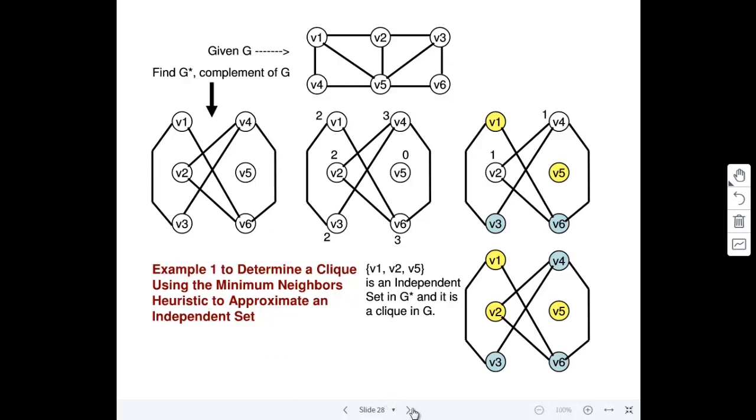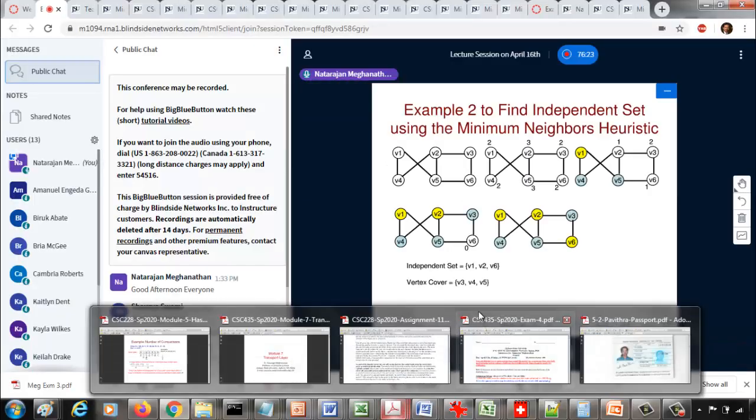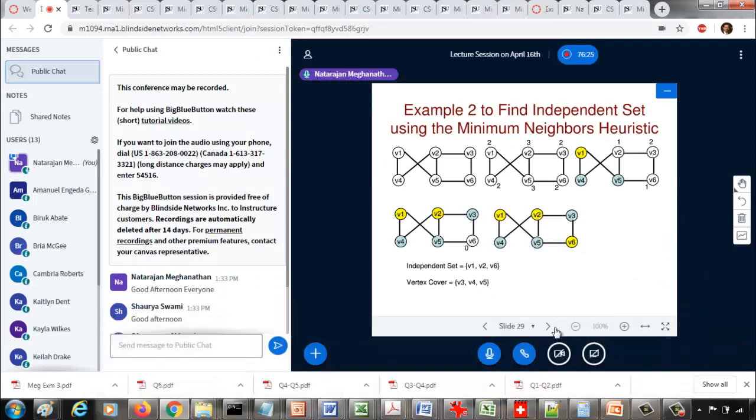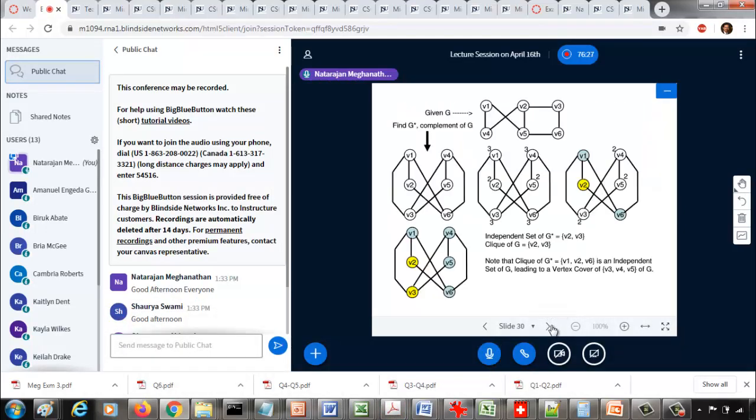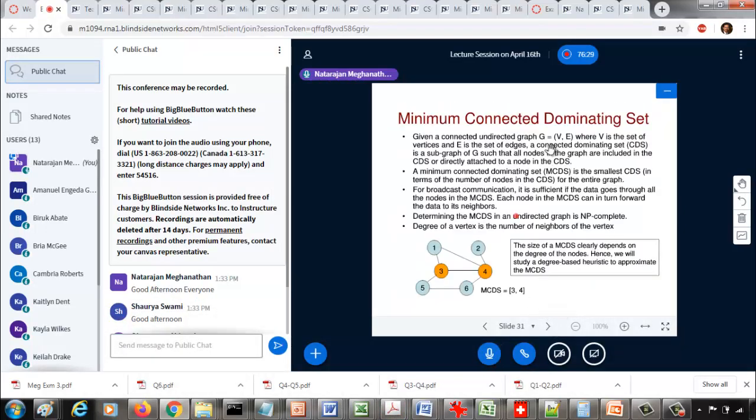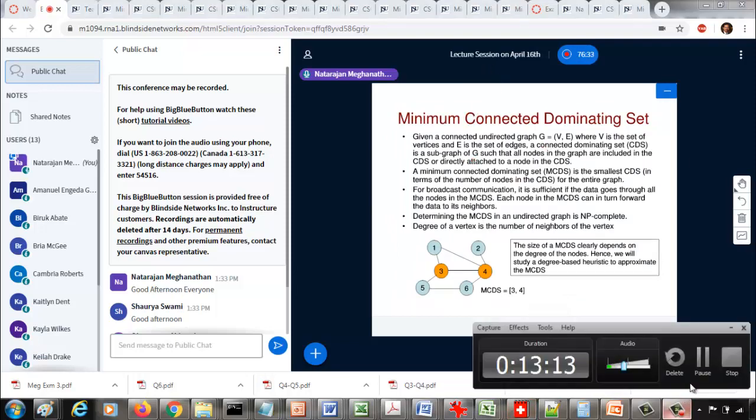Okay. So we'll stop with this. We have one more example and one more thing to see, which is connected dominating set. So connected dominating set will be the last topic we're going to see in this module, and with that we'll finish the syllabus.